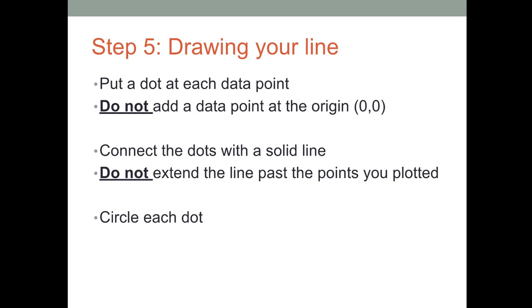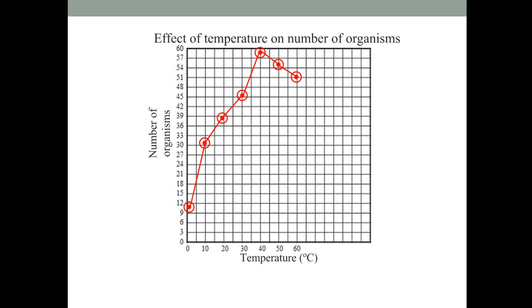Then, because it's a good habit to get into, the Regents requires this, circle each data point. The reason we do this is because if you put a small dot and the line covers it, sometimes it's difficult to see where your data points actually are. Adding the circle emphasizes the location of that data point. So as we take a look, this is how we end up with our final graph. And that would be a graph that would receive full credit for being accurate and having everything labeled and plotted correctly.